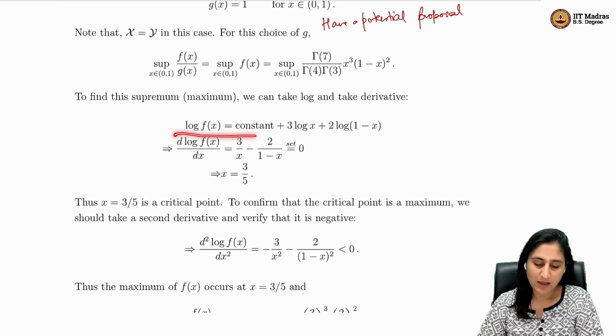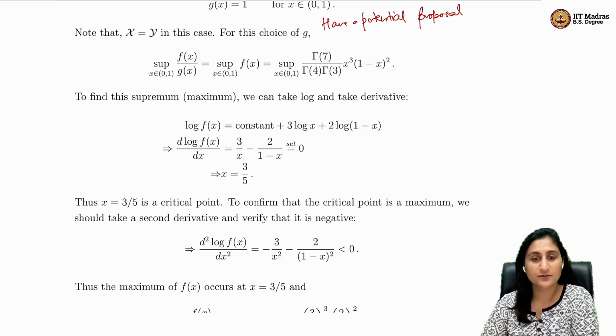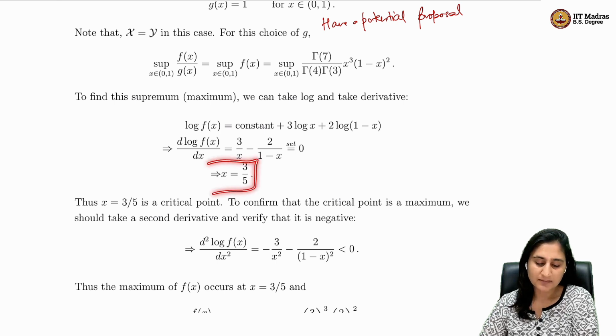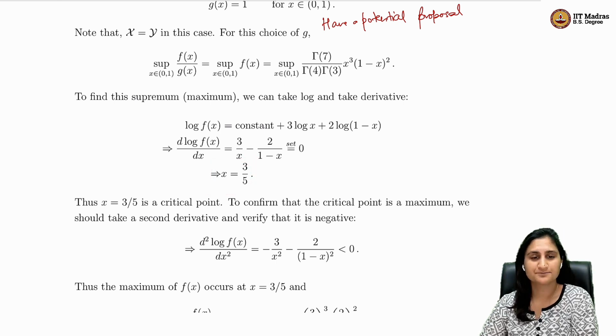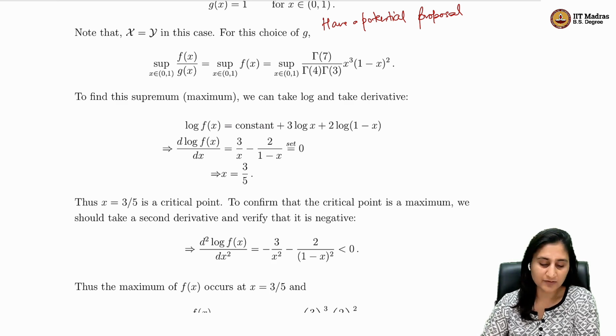Right? So we take log. Log of these numbers is just a constant, so I don't want to really write that down. So I can just write constant plus 3 log x plus 2 log (1 minus x). Right? That's what happens when we take log here. And then I take a derivative with respect to x. When I take a derivative, this becomes 3 by x, and then I get 2 by (1 minus x) with a negative sign because of the minus when I take the derivative here. And I set that to 0. And from here, I can very quickly see that a critical point is x equals 3 by 5.